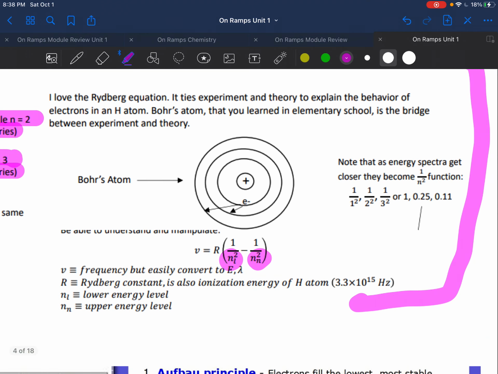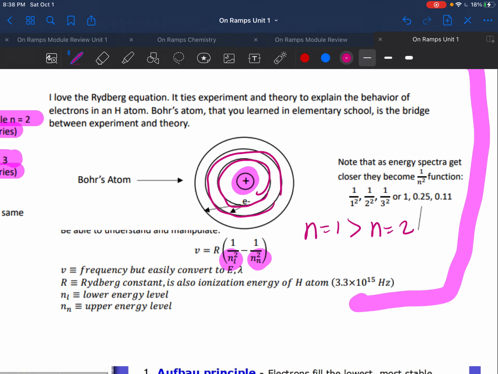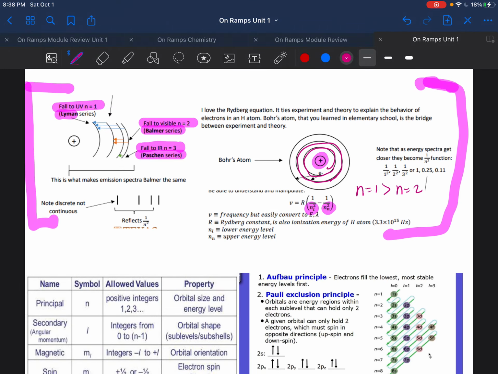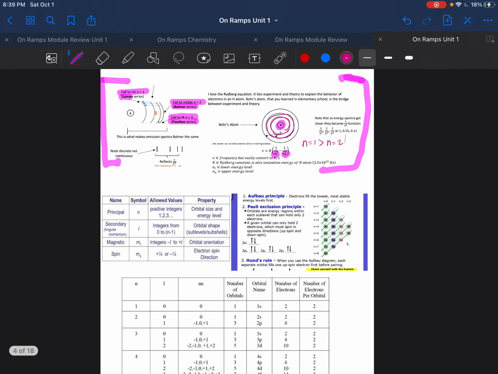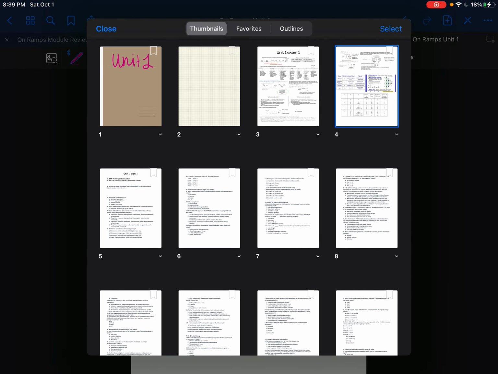Also note that as you get closer to the nucleus, you have lower energy levels, so n equals 1 is going to have a lower energy than n equals 2. This is n equals 1, the first shell, and n equals 2. We'll talk more about that as we go. Let's go on to the question part.